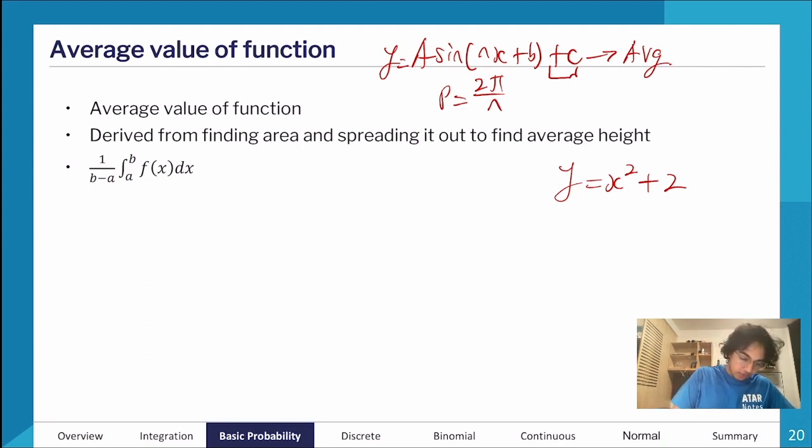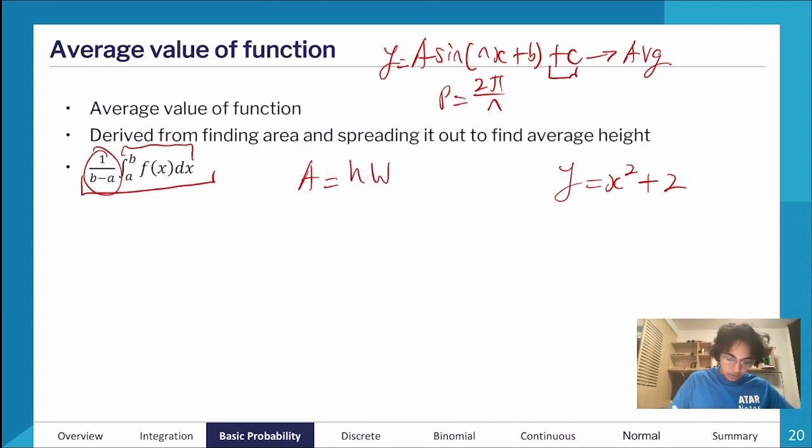So the equation for an average value of a function is this. What it actually does is, this integral here finds the area, and then it spreads it out using this 1 over b minus a. Remember the area of a rectangle, or area in general, is just height times width. So what we're really doing is h is equal to area over width. Area we calculate from the integral, the width is given by b minus a, and that finds the average height of that function, which is also the average value. Cool, hopefully that makes sense.